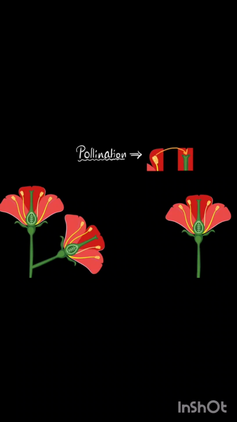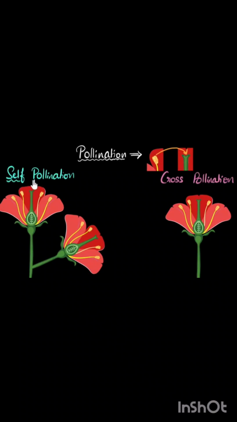Now, based on whether the pollen grains are transferred within the same plant or between two different plants, we can classify pollination into two kinds. The first one we'll call self-pollination. And the second one is called cross-pollination. Let me just write that correctly. All right, cross-pollination. So let's start with self-pollination.